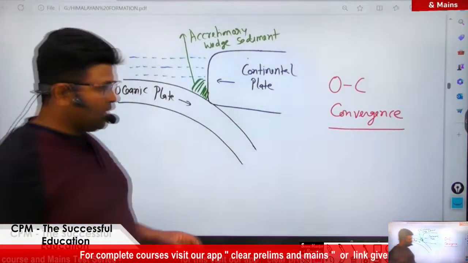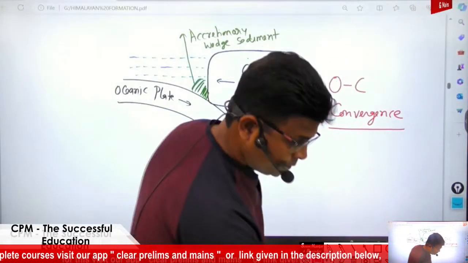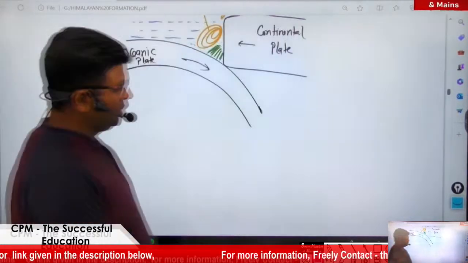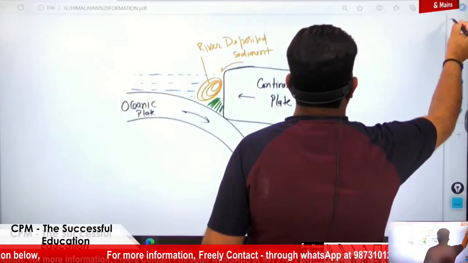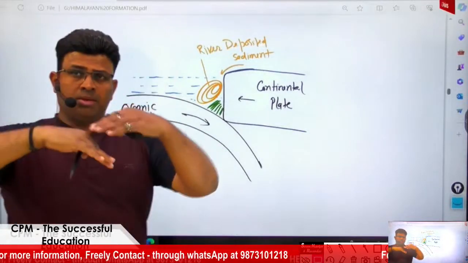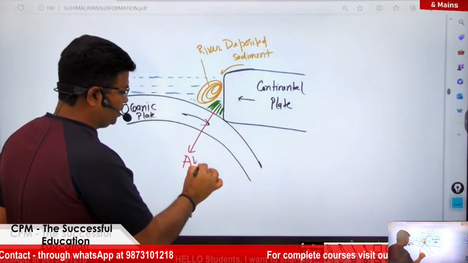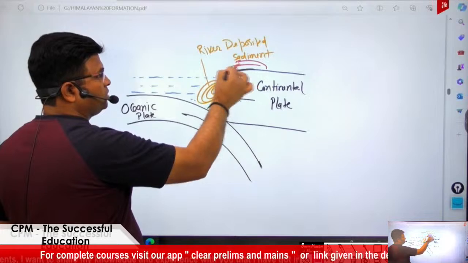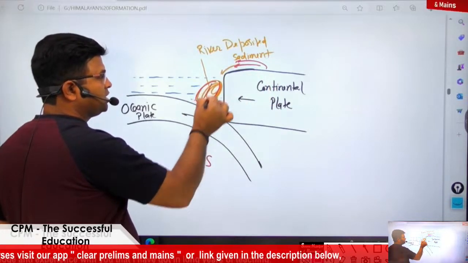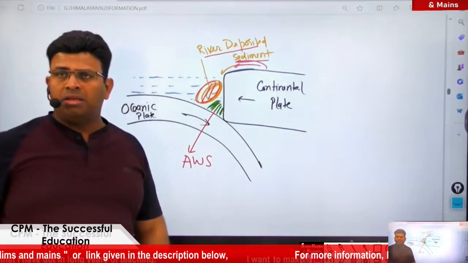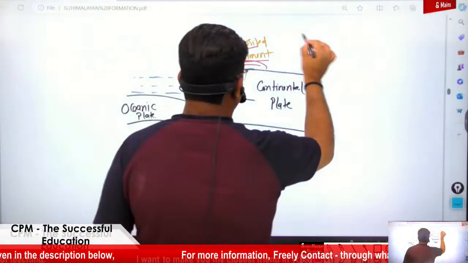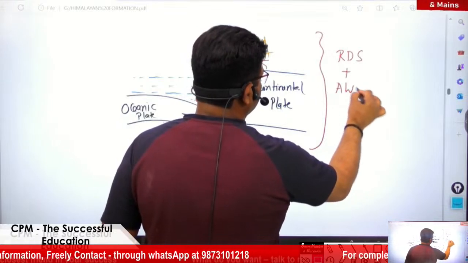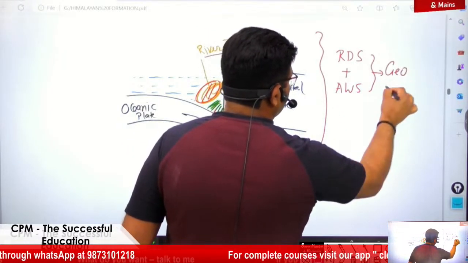Now, another point that we are going to see here. When accretionary wedge sediment is forming along this subduction zone, this is your accretionary wedge sediment, at the same time, from the continent side, rivers are also depositing sediments, and these sediments are known as river deposited sediments. And these two sediments, river deposited sediment plus accretionary wedge sediment, are known as geosyncline.